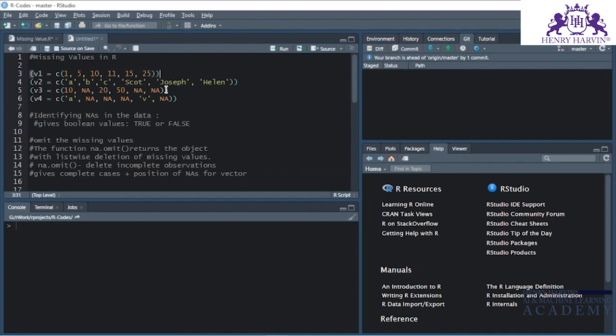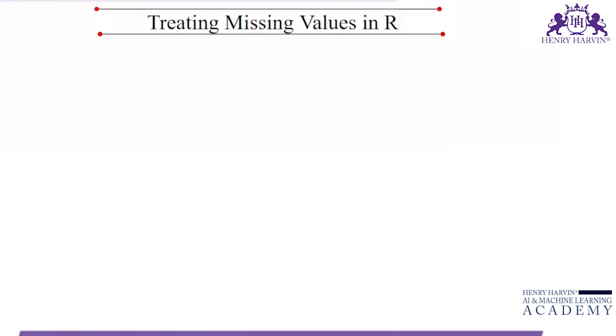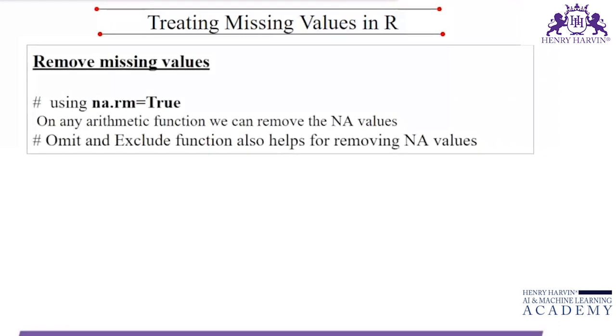The first vector is a complete vector. There are some more ways to treat missing values in R. One of them is removing those missing values. Now to remove missing values when we are using any arithmetic functions, say mean, median, max, minimum, summing, what we can use along with that is na.rm and make it TRUE. Now na.rm means removing all the NA values present in that data set. So we'll learn how to use na.rm. Then we have already understood how to use the omit and exclude functions to remove NA values.